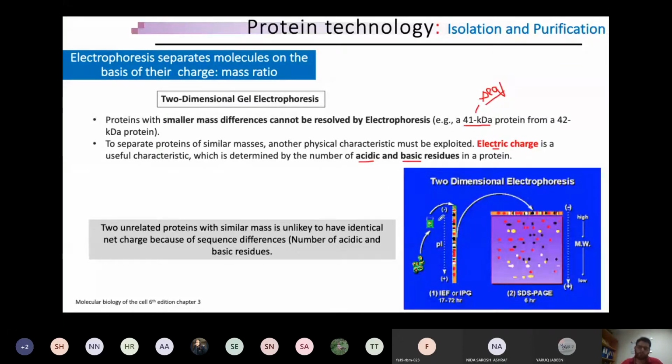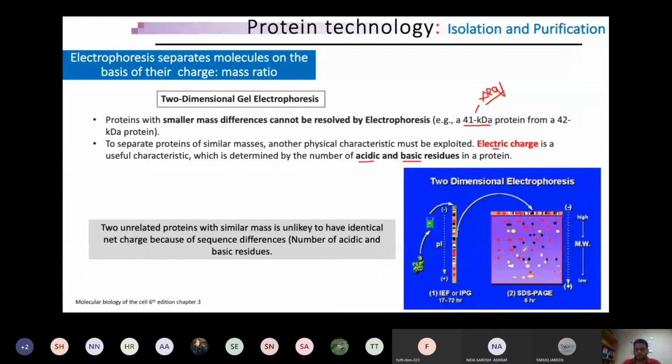So there is a depiction of how you do it. In one dimension you separate on the basis of charge, so for example, negatively charged to positively charged, all proteins are separated, and then these separated proteins are layered on an SDS gel. I will show you in the next slide as well. And then these proteins are separated just like before, like we discussed with SDS-PAGE, on the basis of molecular weight.